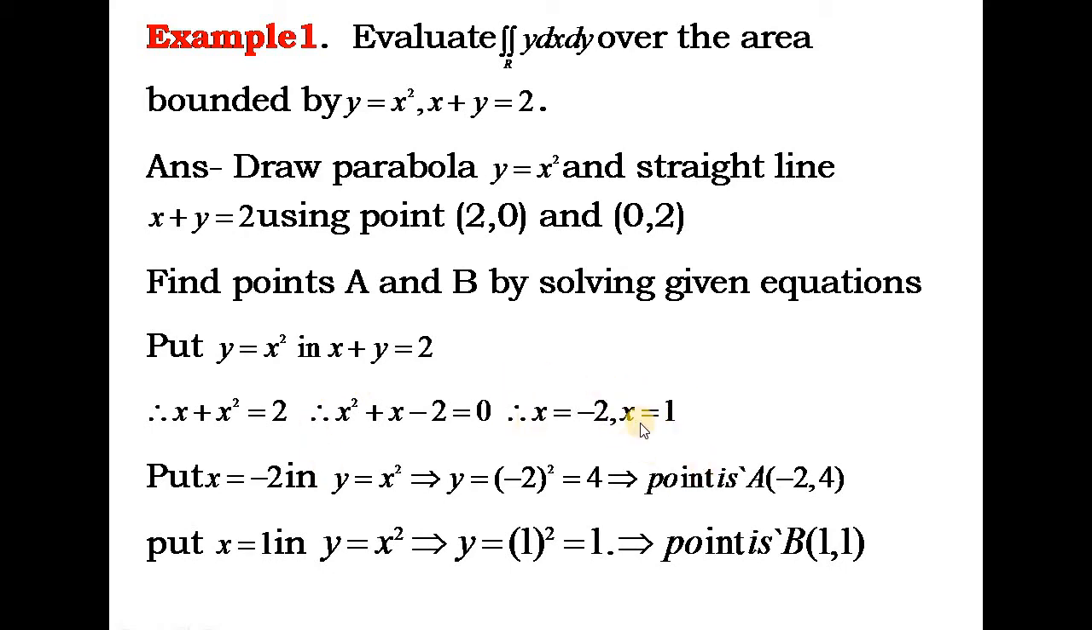Find y at these 2 points. At x equal to minus 2, put x is minus 2 in y equal to x square, then y gives 4. So point is minus 2, 4. Put x is 1 in y equal to x square, then y gives 1. So point is 1, 1. So these are the point of intersection.